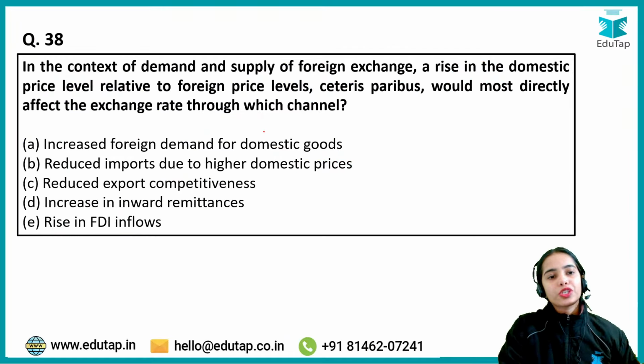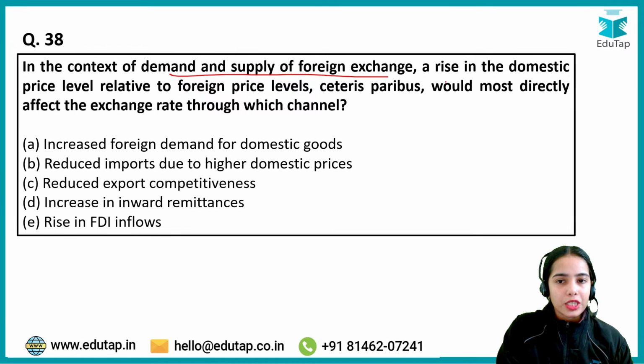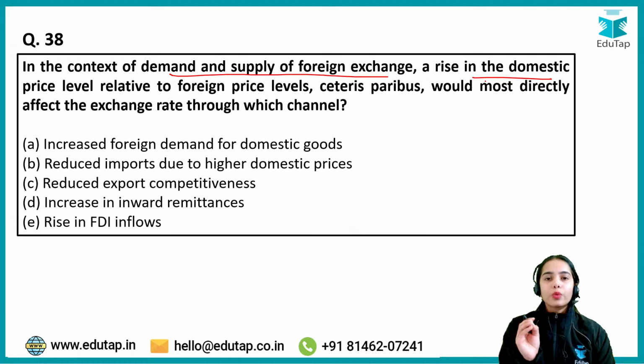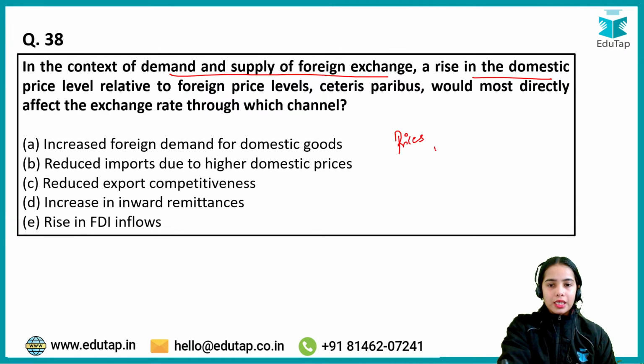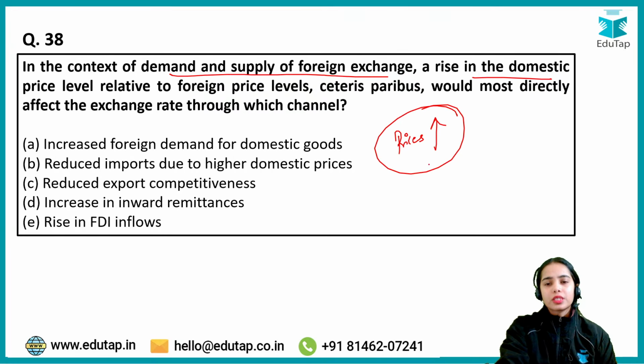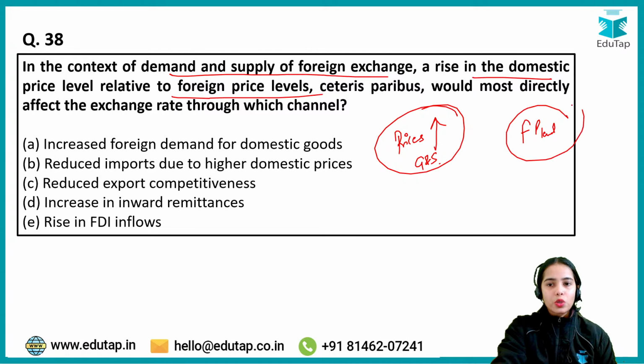Now coming to the next question. In the context of demand and supply of foreign exchange, a rise in the domestic price level. Think about it. Okay, this is the question where you have to use your logical reasoning. So if the domestic price level is increasing, the prices are increasing in our country for goods and services, relative to the foreign price level, in comparison to the foreign price level, which is not increasing. So goods and services are more expensive in our country in comparison to the foreign. Now this will lead to which of the following?